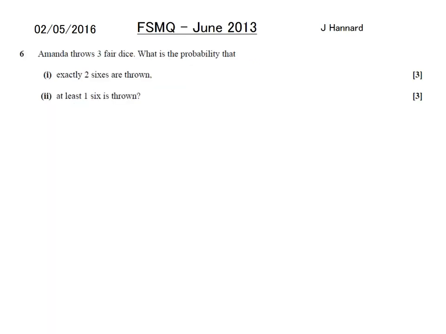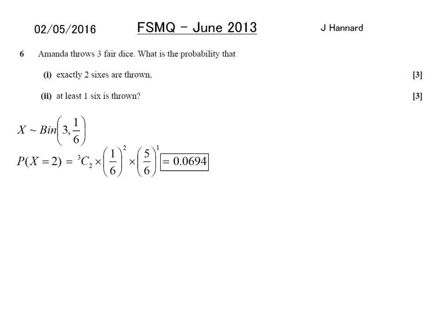Question 6 then. Amanda throws 3 fair dice. What is the probability that exactly 2 sixes are thrown? So, where X can be binomially distributed, 3, 1/6. P of X equals 2 is 3C2 times success to the 2 times failure to the rest. So that's that, 0.0694.